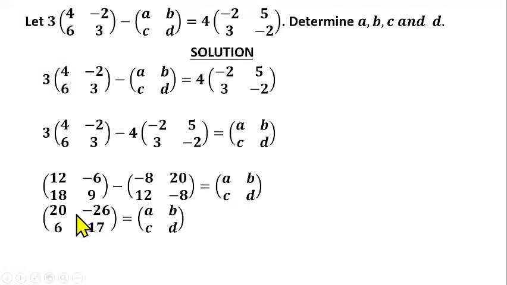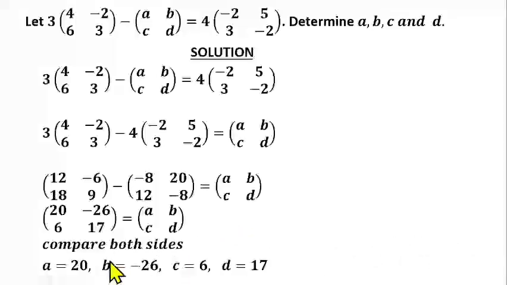So there's an implication to that. It means that A will be equal to 20, B will be equal to 20 minus 26, C will be 6, and D will be equal to 17. So the left hand side is equal to the right hand side. So that will give us, compare both sides. You have A to be 20, B is minus 26, C is 6, D is 17. So this is still on multiplication of a matrix by a scalar.